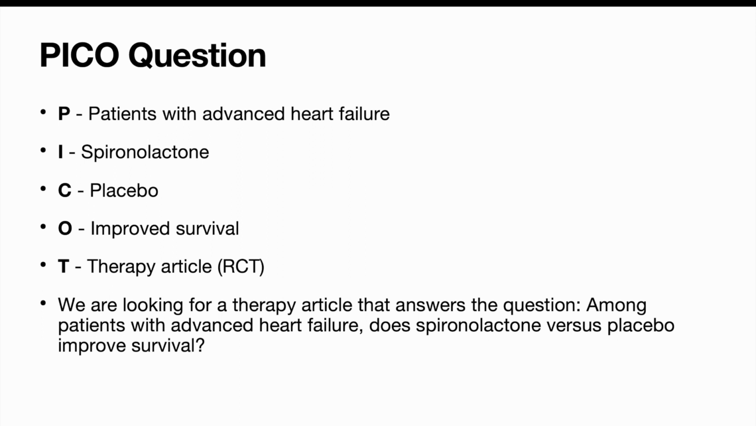The O is our outcome. So we want improved survival. And the type of article that we're looking for, the type of question that we have, is a therapy question, which is usually answered by a randomized controlled trial. So we are looking for a therapy article that answers the question, among patients with advanced heart failure, does spironolactone versus placebo improve survival? Or versus standard of care?